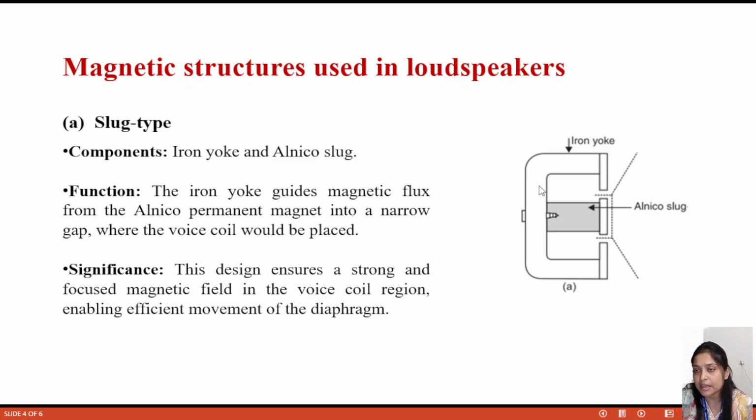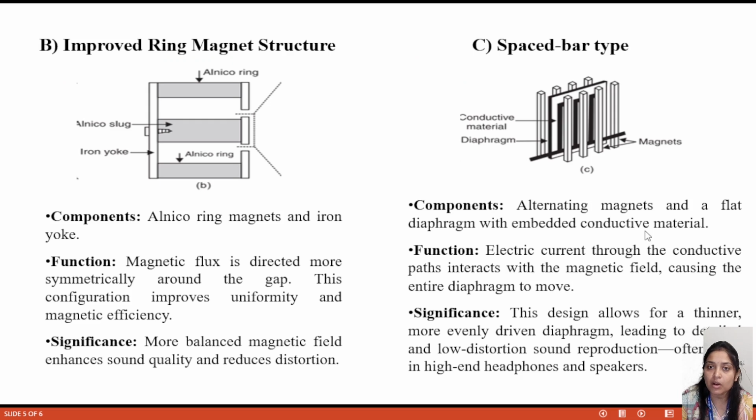Actually this iron yoke helps to guide the magnetic field through this path, through this air gap. Okay, now we are coming to the ring magnet structure.